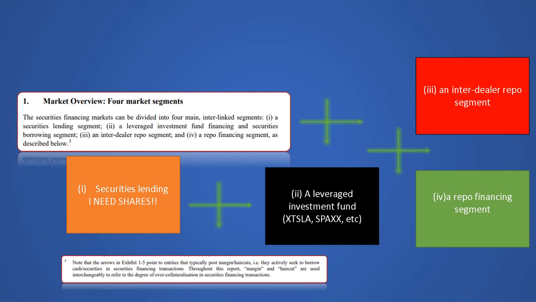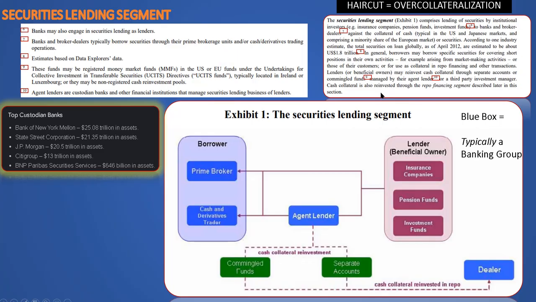So the four market segments, we have a securities lending segment, we have a leveraged investment fund financing and securities borrowing segment, we have an interdealer repo segment, and a repo financing segment as described below. Now, note that the arrows that I'm about to show you in these little exhibits are pointing to entities that typically post margin or haircuts. Now, what is a haircut? A haircut is basically the amount that is over collateralized in one of these transactions. That's all that is.